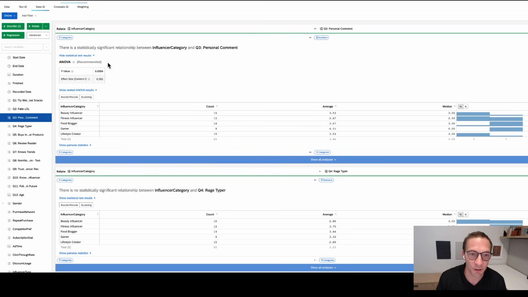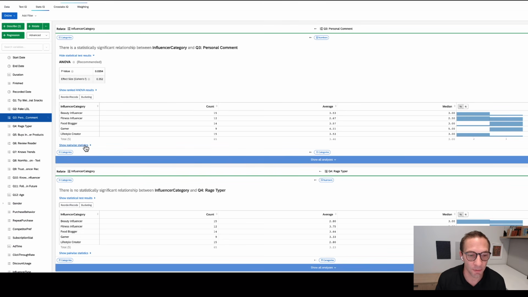All right, so we don't quite know yet if these are significant differences, just like the ANOVA last week. Just because this is significant, it doesn't mean that personal comment predicts the differences between all of these. Look, for instance, we have lifestyle creator and beauty influencer. Those are exactly tied. So obviously, personal comment isn't going to predict the difference between those two because it's exactly tied.